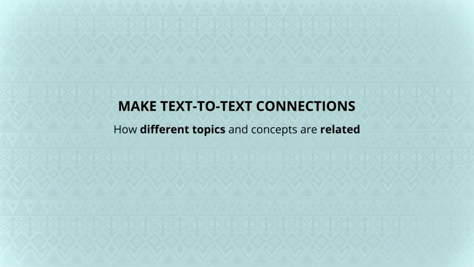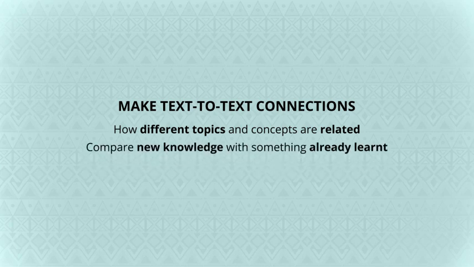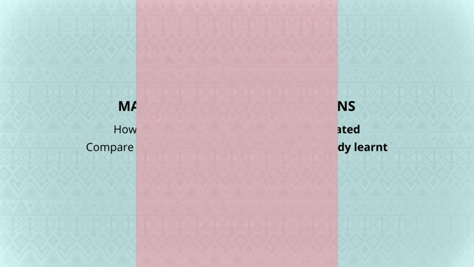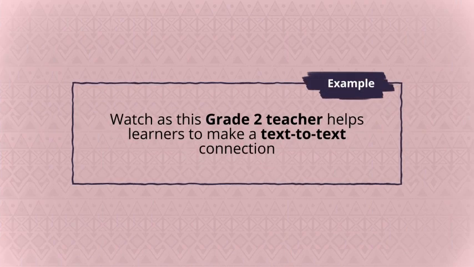Text-to-text connections help learners understand how different topics and concepts are related. When learners make text-to-text connections, they compare and contrast new knowledge to something they have already learned. Watch as this grade 2 teacher helps learners to make a text-to-text connection.